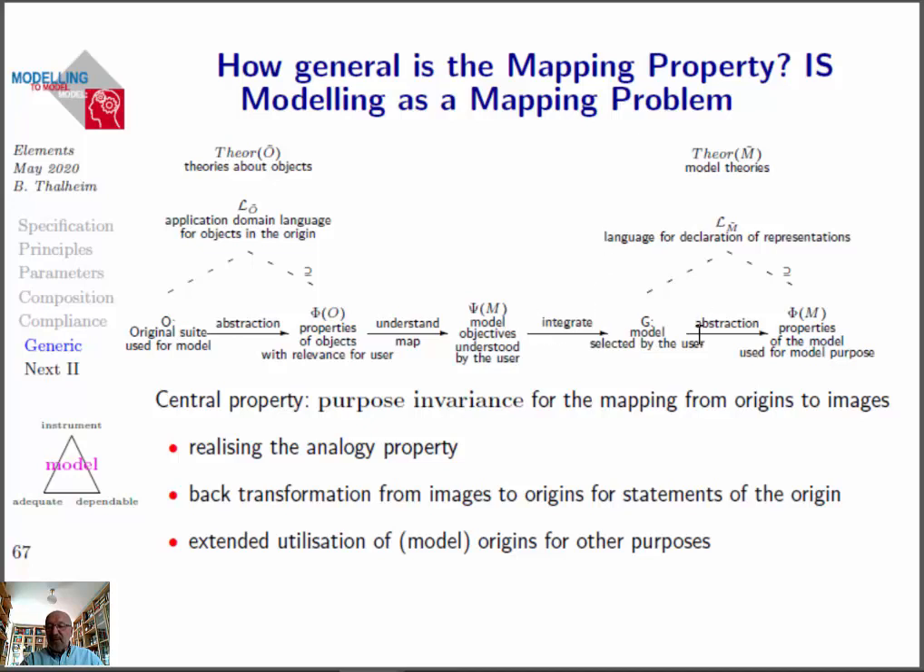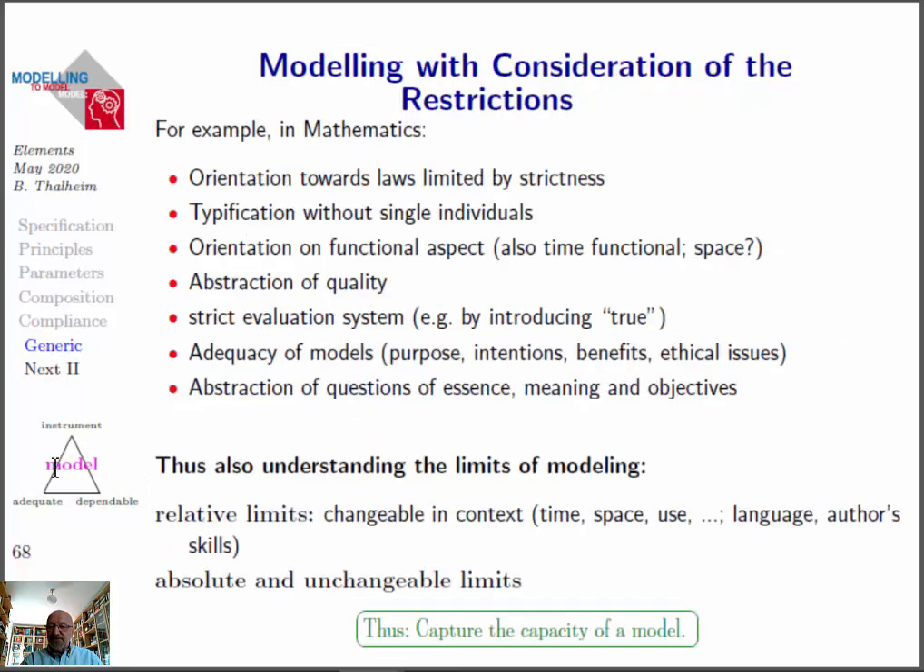Oh, I have a mistake here. It should be M. So in this case we have some kind of purpose invariance for our mappings as a main property. Okay, that is nothing else than a specific mold of constructing systems. We can also use this mold for consideration of restrictions. In this case we can say, okay, up to this kind of restriction, up to this kind of economic limitation, we develop our model.